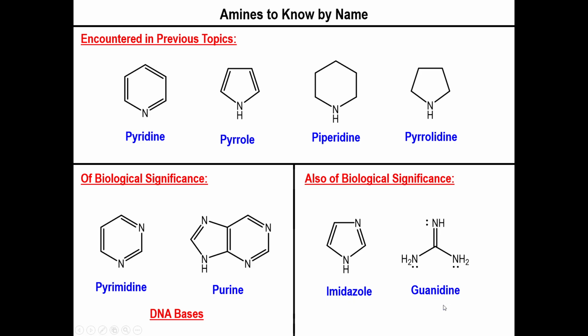And both imidazole and guanidine are present in proteins. They're side chains, technically speaking. So they get involved in structural features of proteins as well as the acid-base chemistry that proteins sometimes catalyze.